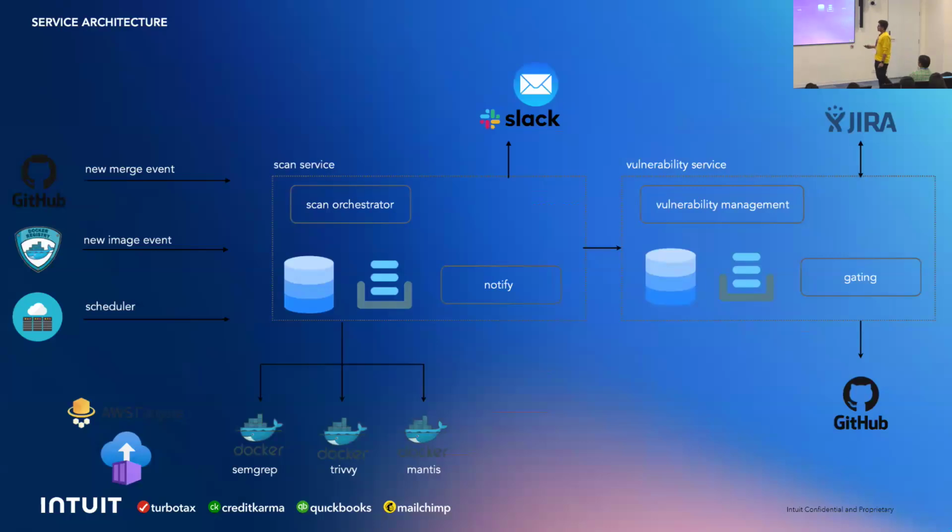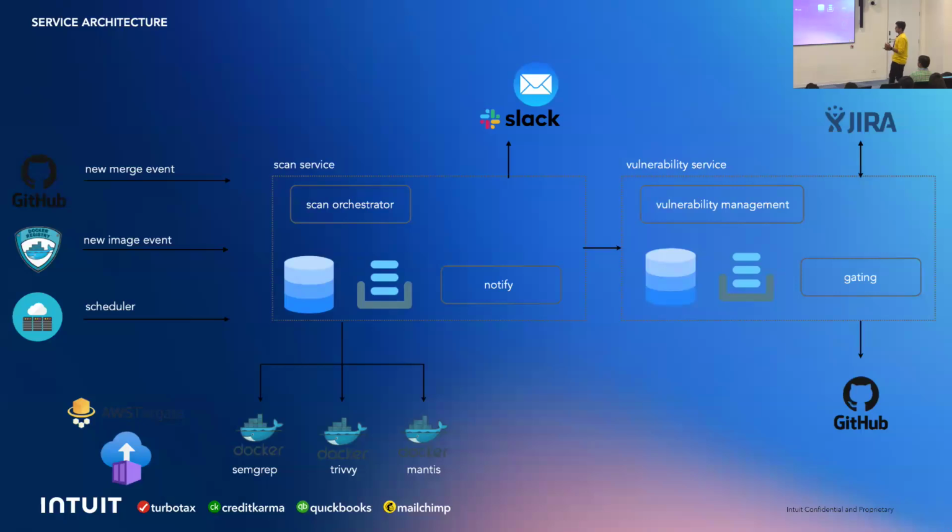So this is the architecture which we currently use at PhonePe, and this is how we manage the vulnerabilities. We have a scan service, which is our automation suite, which gets the event when an event is triggered. It creates a short-lived container for any of the tools, say Semgrep, Trivy, or Mantis, and runs it, and the results are pushed to the DB. And once the results are pushed to the DB, a notification is sent.